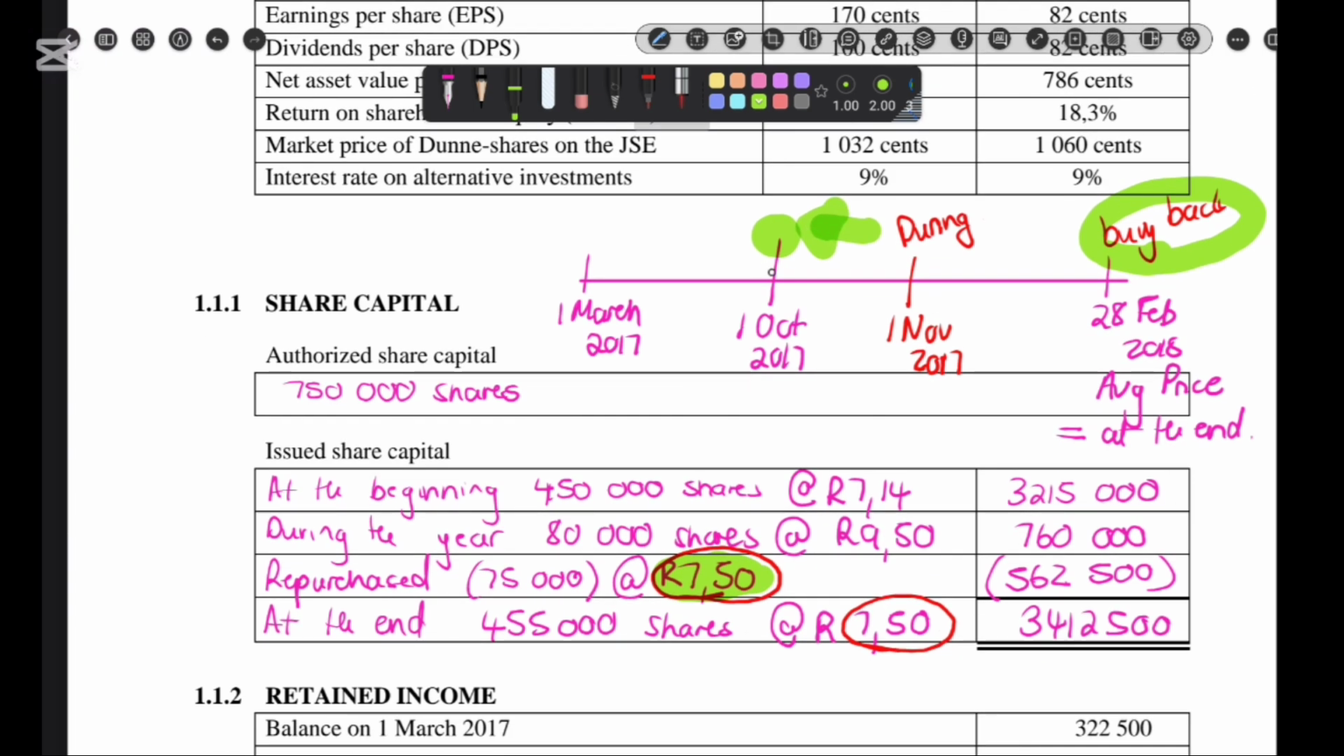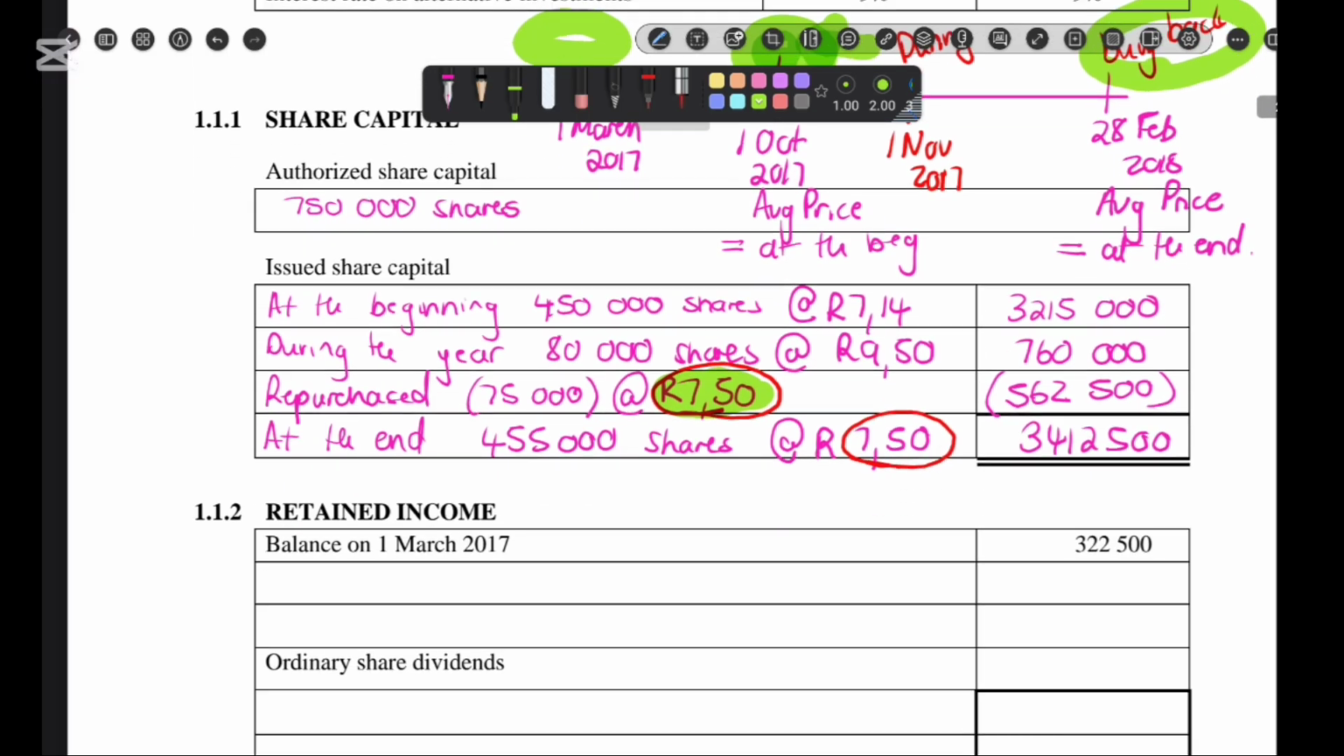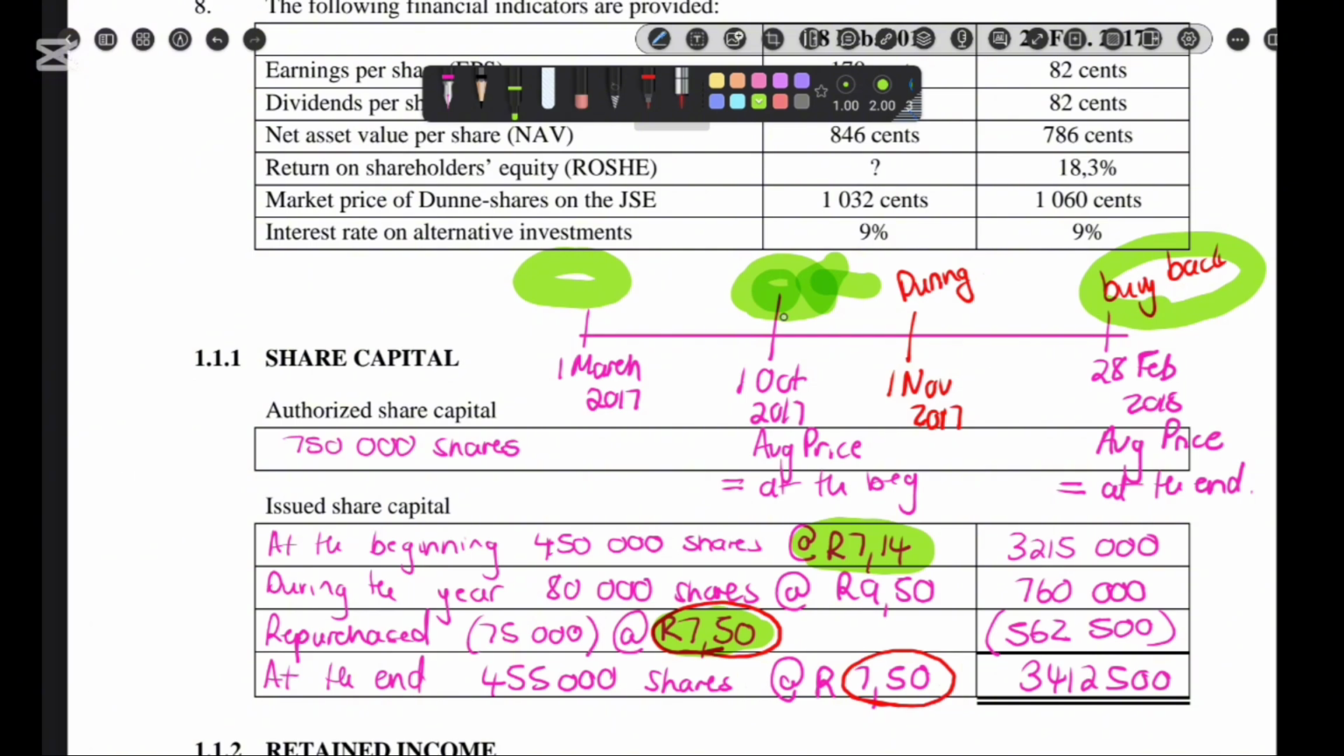If your buyback happens before your during, then the average price of your buyback would be the same as the average price at the beginning of the year. So it will mean that the average price that you get here for your buyback must be the same as the one that you would have for your shares at the beginning of the year. So it would be 7 Rand 14 cents instead of 7 Rand 50 if your buyback had happened before your during. So that's how you go and double check your work. Right.